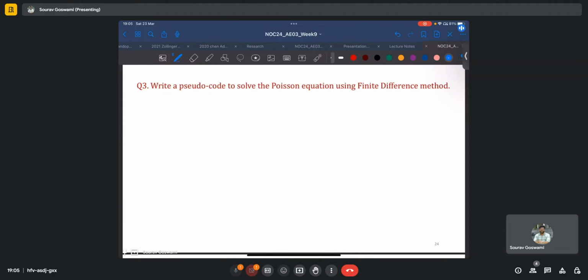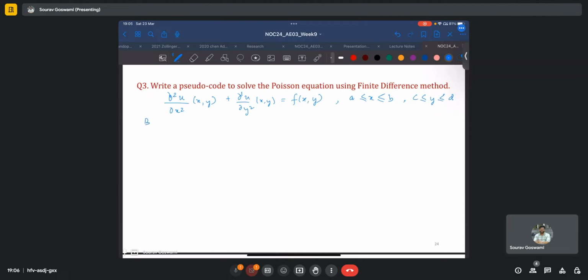So the objective for such a code would be to approximate the solution to the standard Poisson equation for a given domain, say x lying between a and b. I just write it. So del 2u del x2 plus del 2u del y2 equals some function of x and y, where the domain is defined as a less than or equal to x less than or equal to b and c less than or equal to y less than or equal to d.